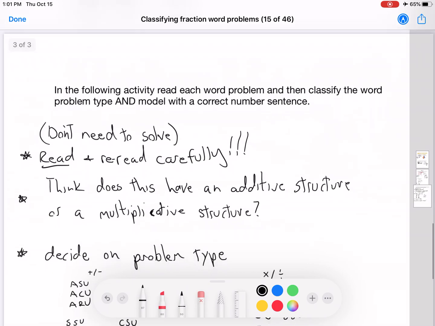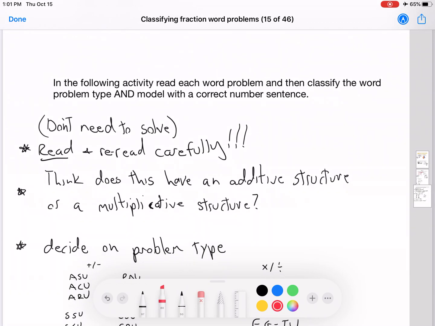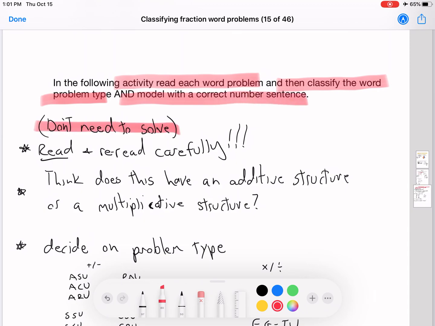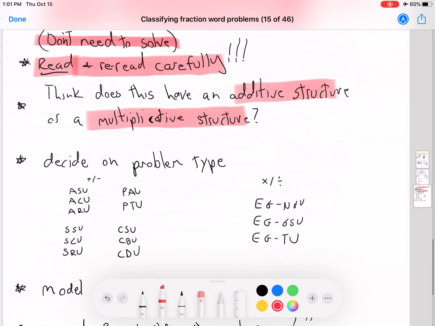So in the next assignment, what you guys are going to be doing is you're going to read a word problem involving fractions, classify the word problem type, and then model with a number sentence. We're not going to be solving them right now. Right? Once you have a word problem set up correctly, solving it should be the second step. So read and reread the word problems carefully. Think, does it have an additive structure or a multiplicative structure? Right? Additive problem types were addition, subtraction. Multiplicative were multiplication or division.